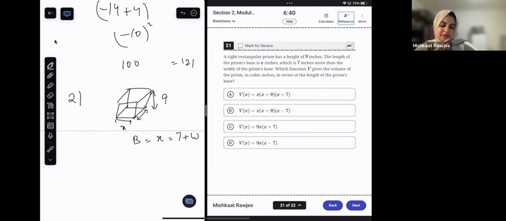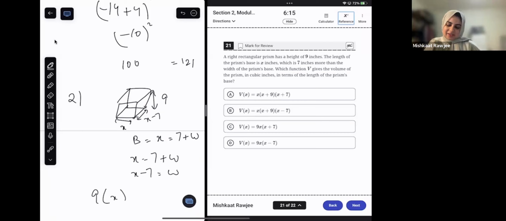We have to find X though. I'm just going to do the width in terms of X. So X is equal to 7 plus W, so the width is X minus 7. So now our volume is X times X minus 7 times X. Wait, where did the 9? Oh, 9. So it's 9 times X minus 7. So it would be D. I hope it's D. I think it's D.